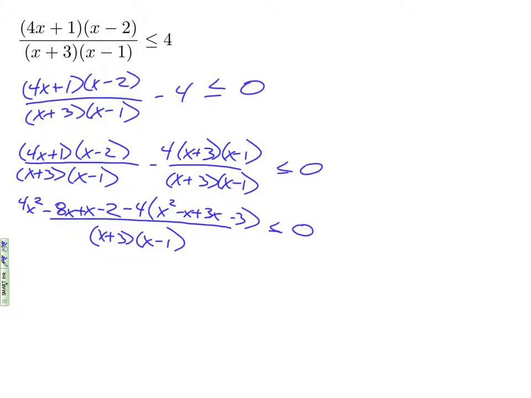Distribute this negative 4 right here. Put these two together. So that would be negative 7x minus 2. And put these two together right there, which is 2x. So negative 4x squared minus 8x plus 12.